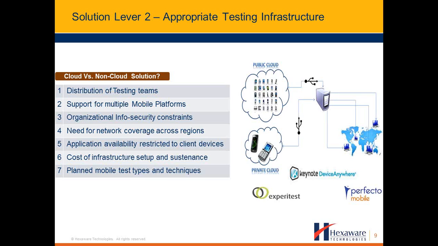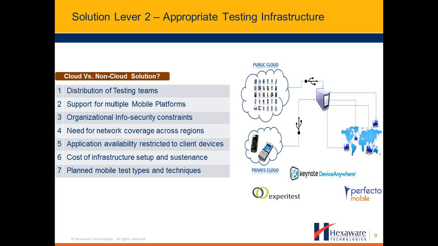Then another factor could be the need for network coverage across the regions. What it means is that in some cases the application testing requires testing coverage against regional networks to ensure feedback based on network characteristics.